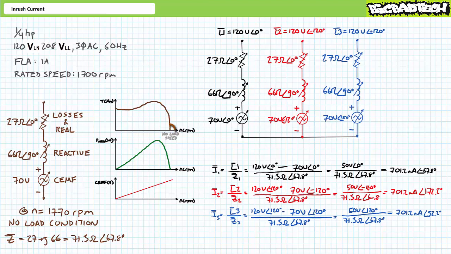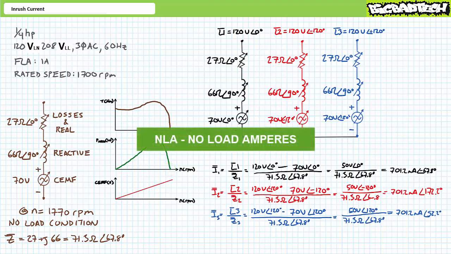degrees. This is the current draw in the no-load condition, a point on the speed-torque curve where the speed is high but torque is zero. This results in an output of zero mechanical power. The no-load current may be specified as NLA, no load amperes, on a motor nameplate.